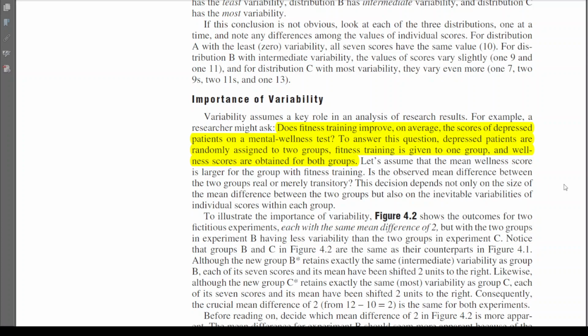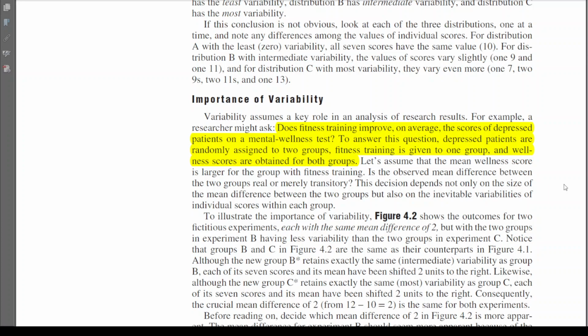So, what are we trying to do here? We are trying to understand whether fitness training improves, on average, the scores of depressed patients in a mental wellness test. To answer this question, we have distributed the depressed patients into two groups, and this distribution is done randomly so that there is no bias towards any patient.